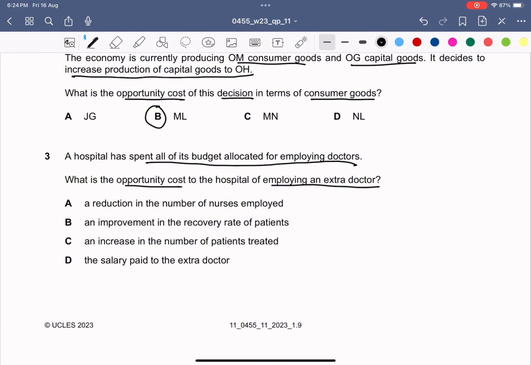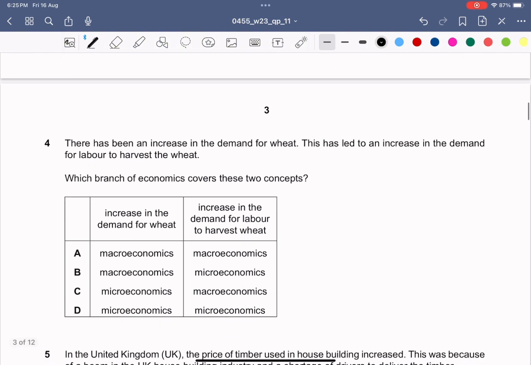However, there is a limitation where you need more money to hire an extra doctor. So where are you going to get the extra money when you already spent all the budget allocated? So in order to hire an extra doctor, you need to give up something. In this case, the opportunity cost is to reduce the number of nurses employed. So the answer is A.